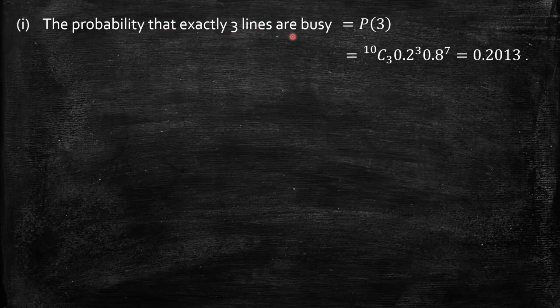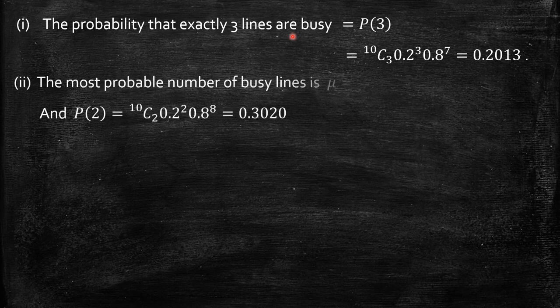The second problem, I need to find the probability of the most probable number of busy lines. The most probable number of busy lines is nothing but the mean, which is np. Mu is np, where n is the total number of trials taken and p is the probability of a busy line, 0.2. So 10 into 0.2 is 2. That means the most probable number of busy lines is 2. Therefore the probability of this is nothing but p of 2.